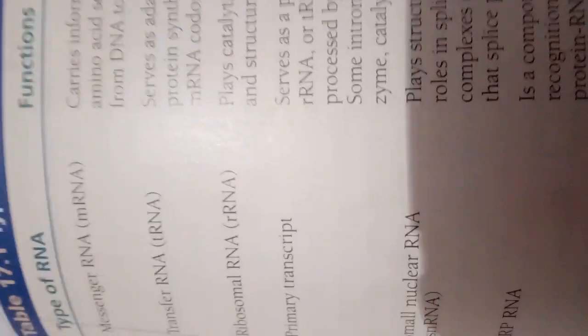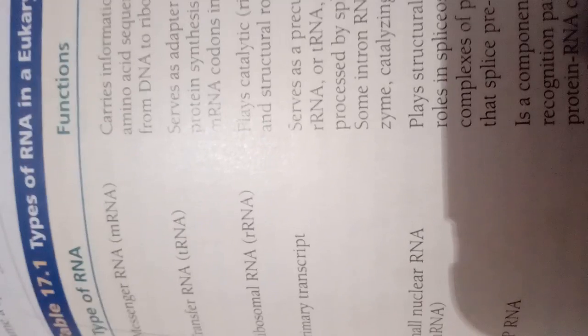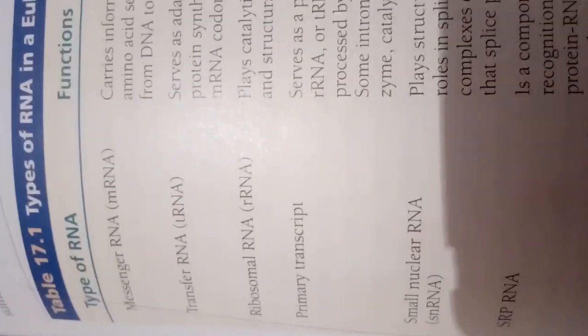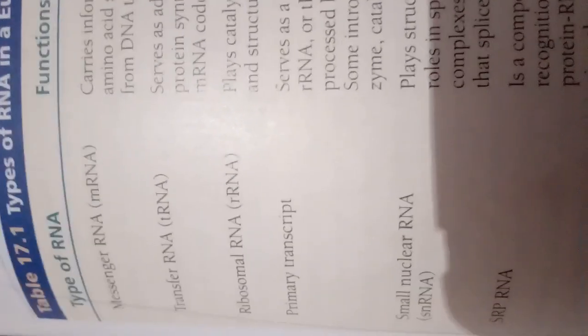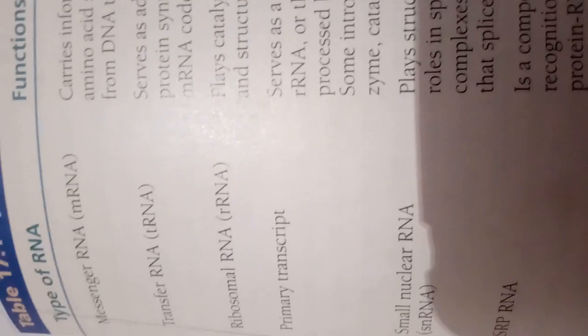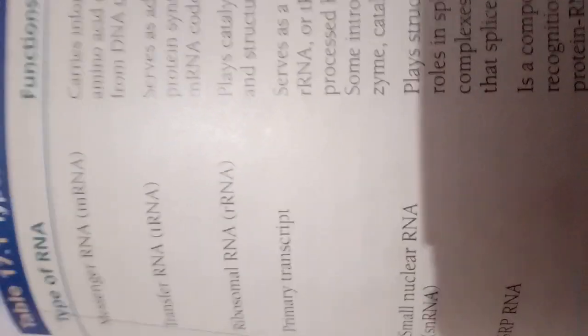RNA plays multiple roles in the cell. The cellular machinery of protein synthesis and RNA targeting is dominated by RNA of various kinds. In addition to mRNA, this includes tRNA or rRNA, and in eukaryotes, snRNA and SRP RNA.